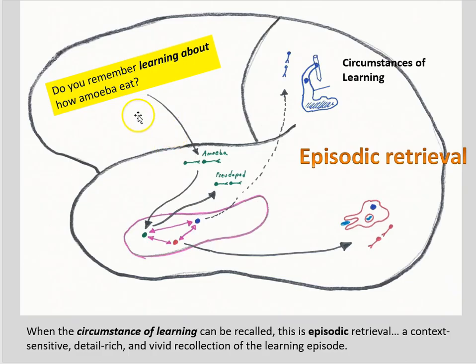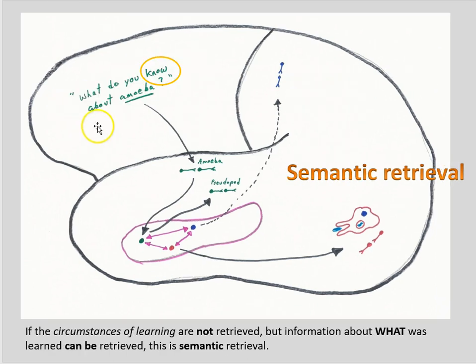Now, if somebody asks us this question, do you remember learning about how amoeba eat? Again, the question is a cue, and it will reactivate some of the hippocampal memory trace, and then pattern completion will activate the whole hippocampal memory trace, and then that will activate all of the cortical memory traces. And if we can call up lots of detail and the context of the learning experience, the circumstances of learning, then we would be having an episodic retrieval. And I'm indicating here that it's episodic because we're remembering the circumstances of learning, like the feel of the microscope.